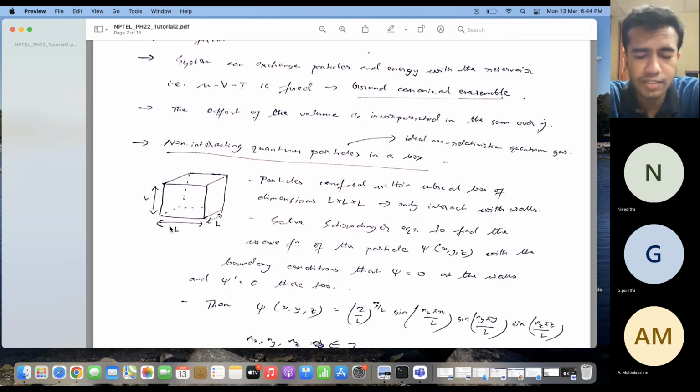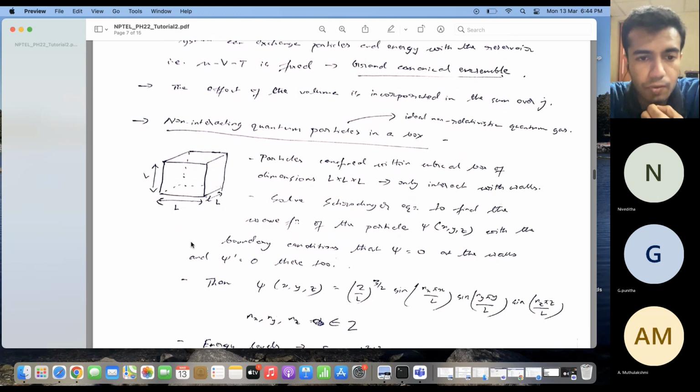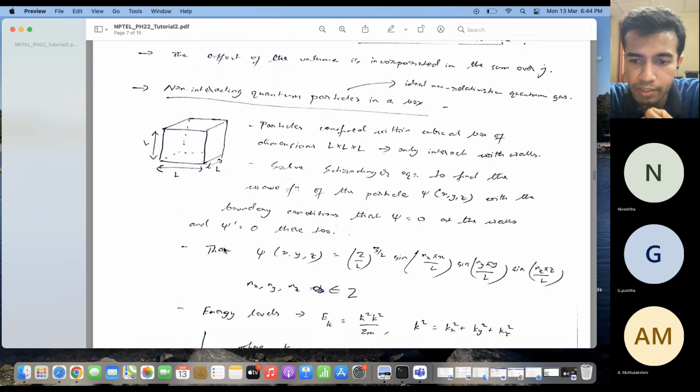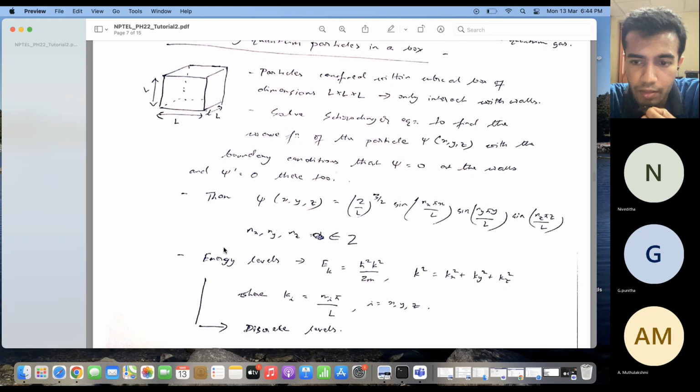All my particles are confined within the box. All particles are indistinguishable particles. They do not interact with each other. The only interaction which they have is with the walls. On hitting the walls, they bounce back, which means they are always confined within the box. So I can write a Schrodinger's equation to find the wave function of the particle. Now, all of you are familiar with Schrodinger's equation, right?